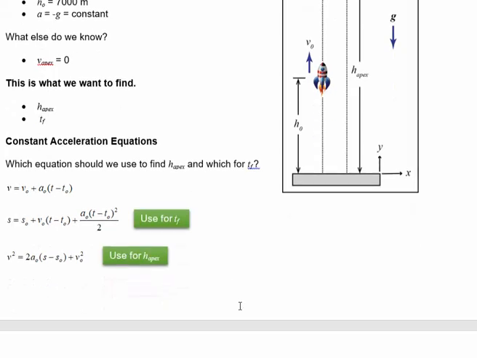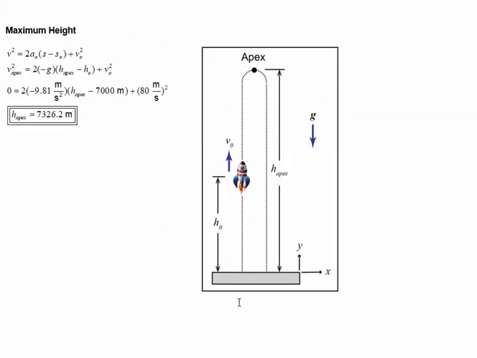For the maximum height, we use the equation that we picked out, and we just substitute the variables that make sense according to our figure. So the velocity at the apex, minus g, height at the apex, original height, original velocity. And then we can substitute all the numbers in, right? The velocity at the apex is 0, and then we can solve. So it's easy. The hard part is picking the right equation.